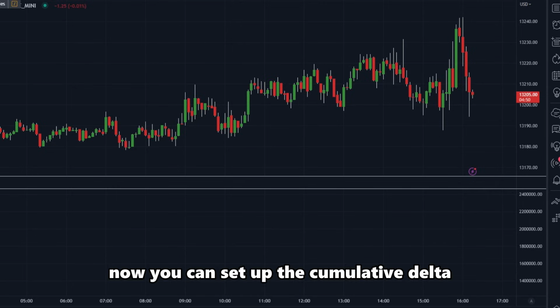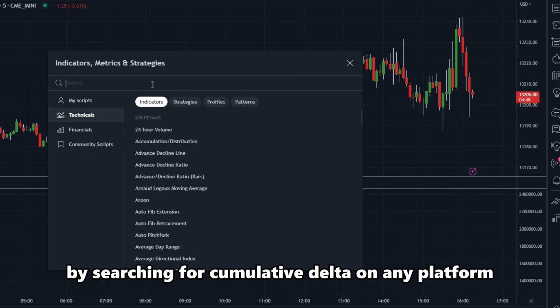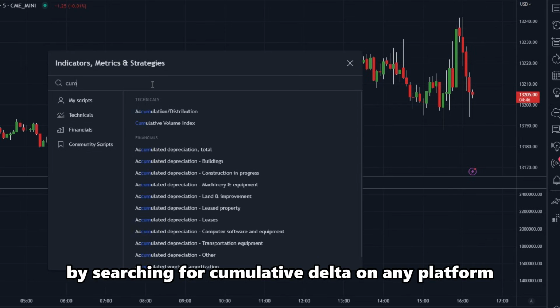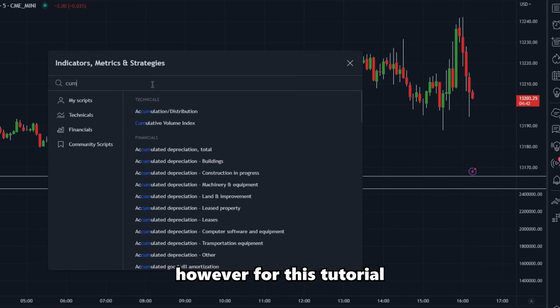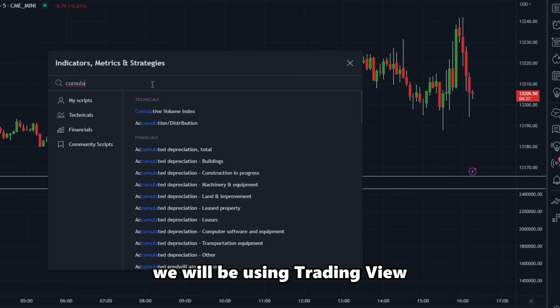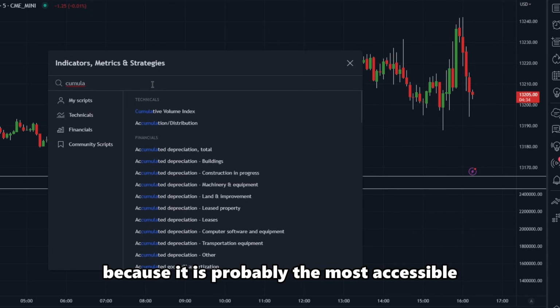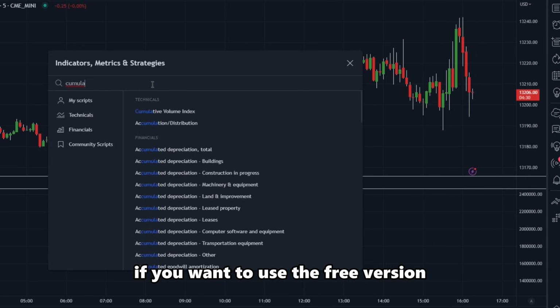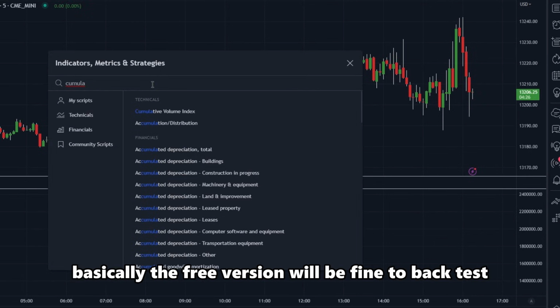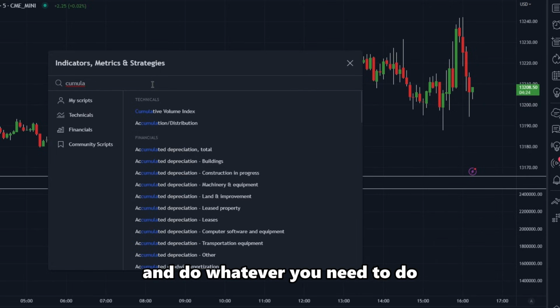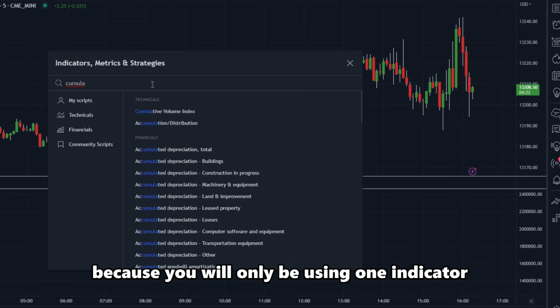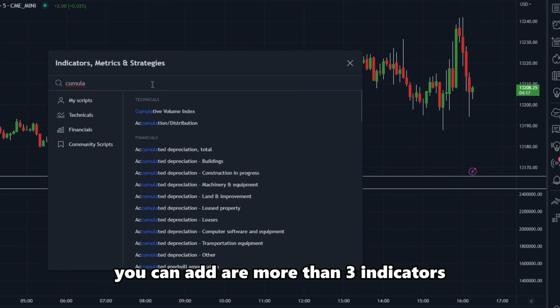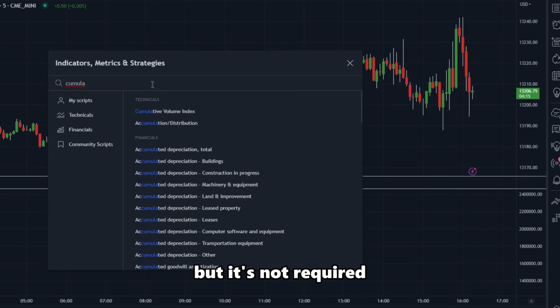Now you can set up the cumulative delta by searching for cumulative delta on any platform. However, for this tutorial we will be using TradingView because it is probably the most accessible platform out there, as well as it is free to use. The free version will be fine to backtest and do whatever you need to do because you will only be using one indicator. With the premium versions you can add more than 3 indicators, but it's not required.